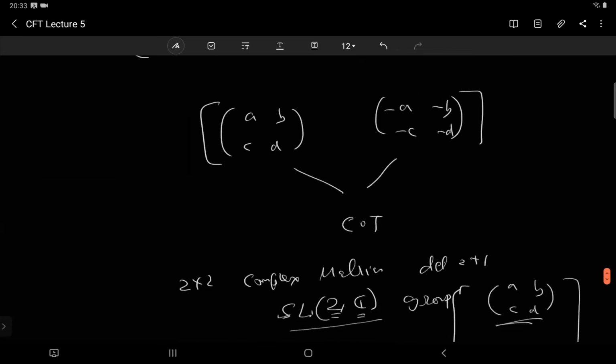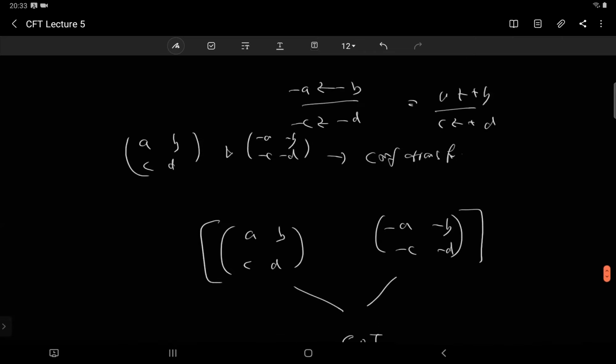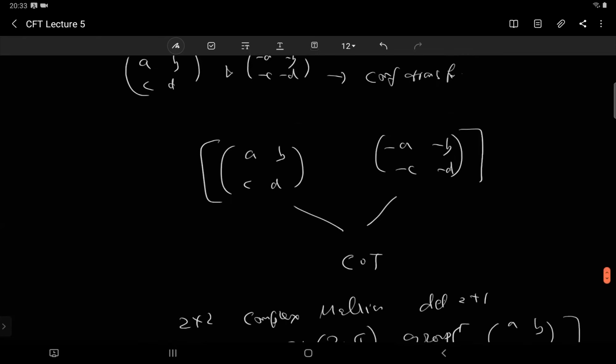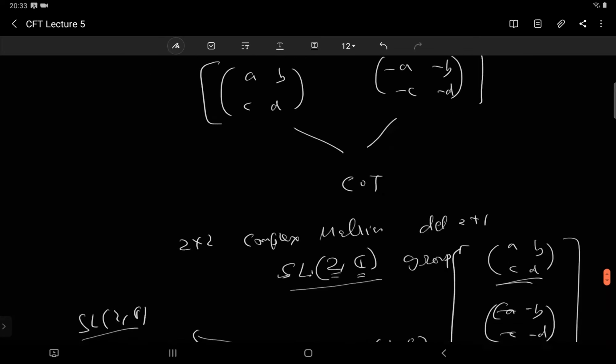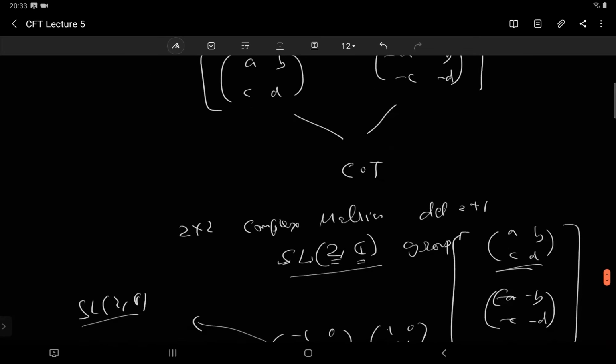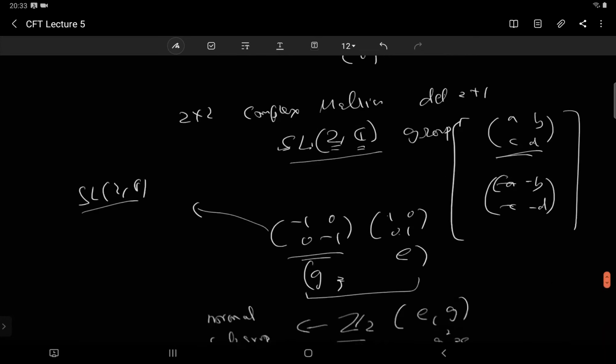But it is not a one-to-one correspondence with SL2C. It is a 2-to-1 correspondence, meaning ABCD and minus A, minus B, minus C, minus D are two separate elements of SL2C. But both these elements correspond to the same element of the conformal group. Now we understood this statement in the mathematical form.